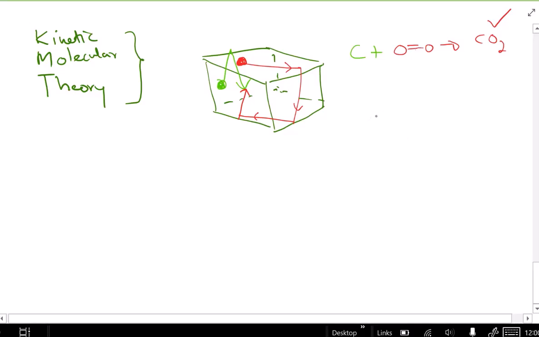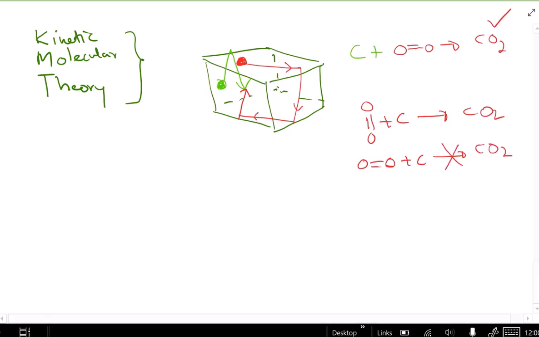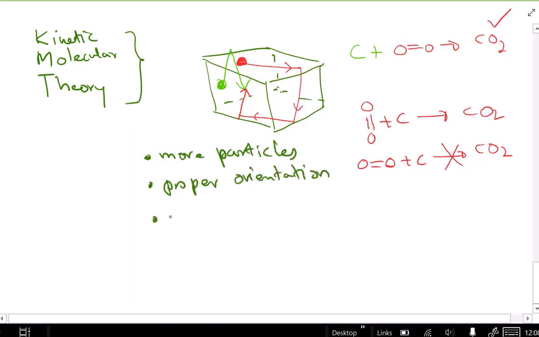Now, there are a few things we need to see in order to have this reaction happen. So oxygen and C should collide this way to make CO2. If they collide side by side, they may not make it. That's called the proper orientation. Now, if you have more and more particles, it's better for the reaction. If you have proper orientation, it's better for the reaction. And if you have more energy to reach the activation energy, that is better for the reaction.